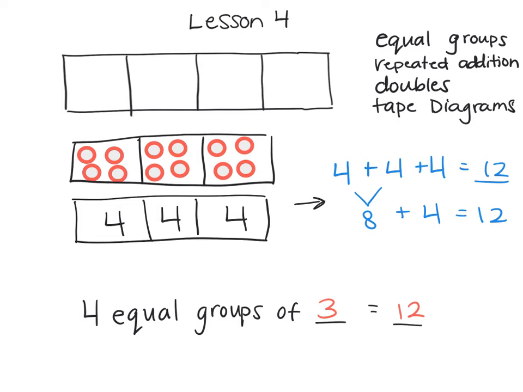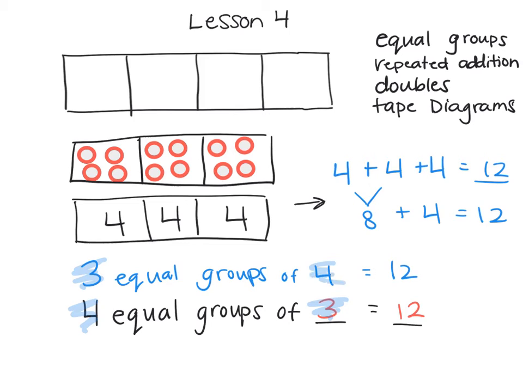So I could rewrite this equation and say 3 equal groups of 4 also equals 12. And you're going to see a pattern happening here. These numbers are getting swapped around, but they still create the same answer at the end because the amount of counters that we're using hasn't changed. It's just the way that we're grouping them, and that's changed. So let's look at a word problem to see how we would start using some of these strategies.